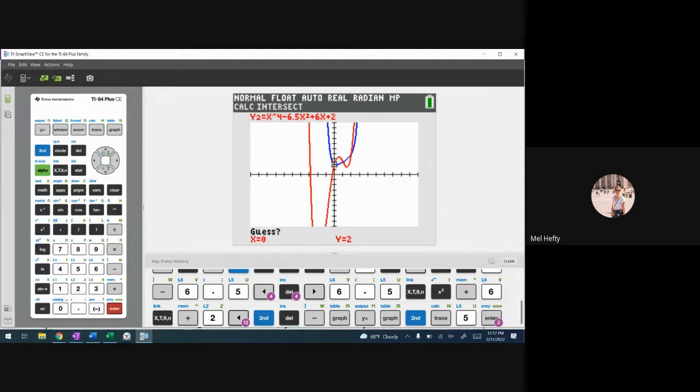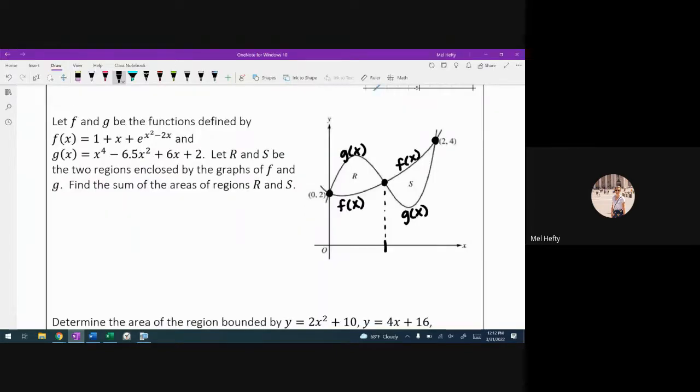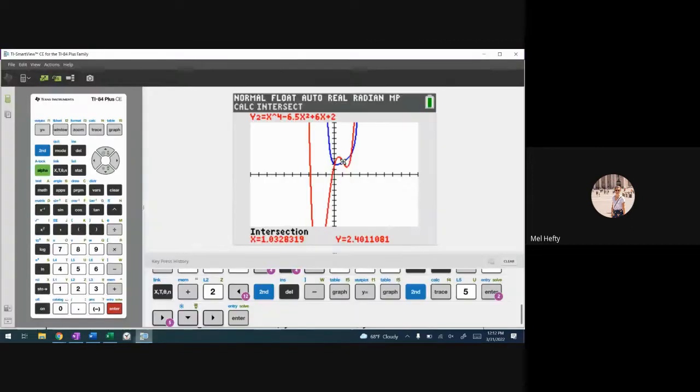This question is important. It says guess. I need to make sure I'm closest to that middle intersection point than any of the other points on the graphs where they intersect. If you want, you can just scroll close, or we said 1 was pretty close, so you could press 1 and enter, or scroll close and hit enter. Either one is fine. It is a funky number. So it is 1.0328319. I'm going to write that down, and I immediately forgot it. 1.0328319.